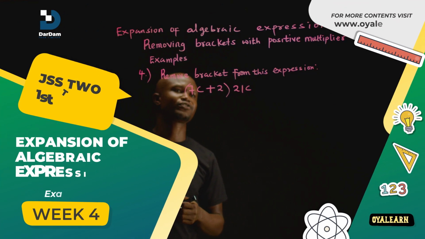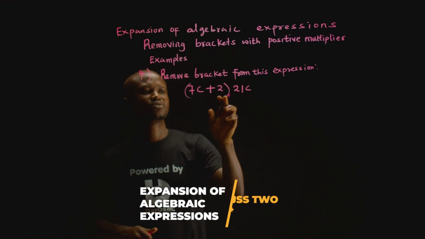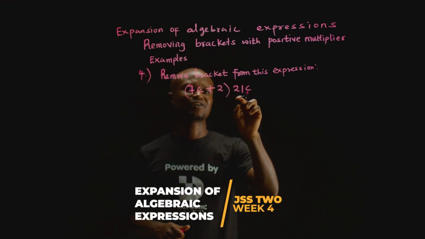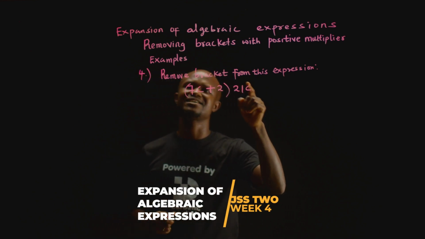Remove bracket from this expression. 7c plus 2 into bracket, we have 21c. You can see the multiplier is at the back.